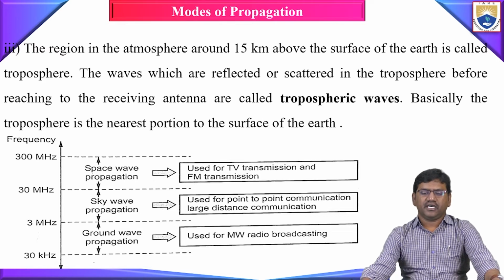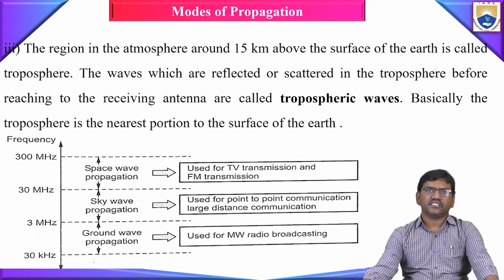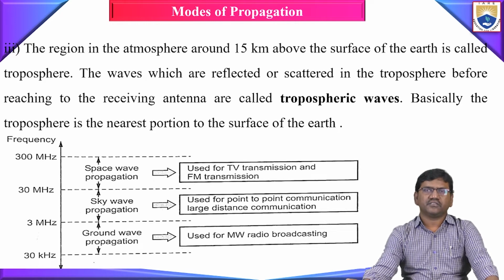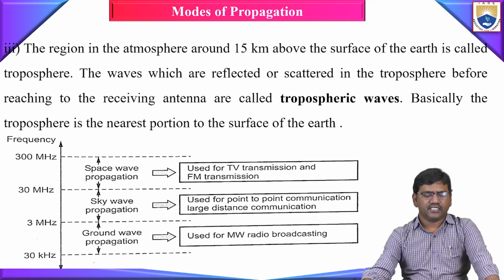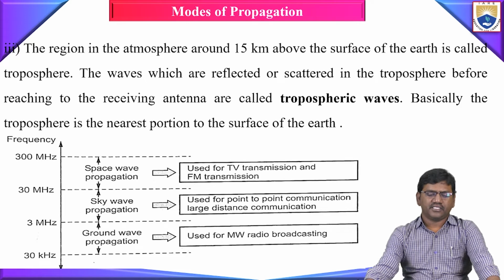The region in the atmosphere around 15 kilometers above the surface of the Earth is called the troposphere, or the tropospheric layer. The waves which are reflected or scattered in the troposphere before reaching the receiving antenna are called tropospheric waves.